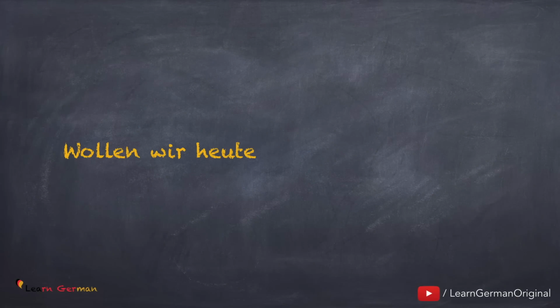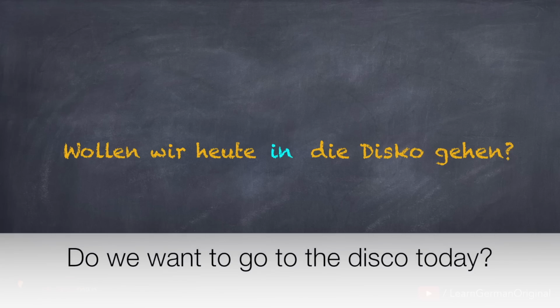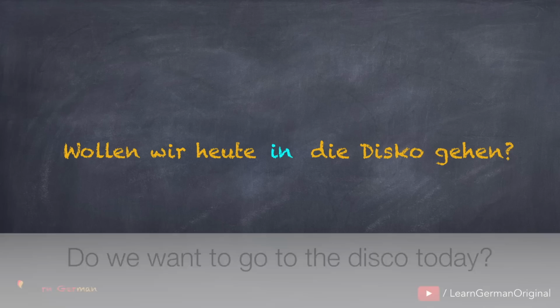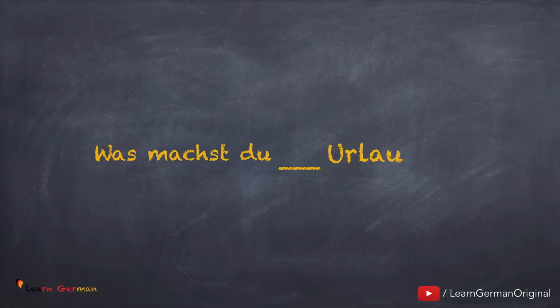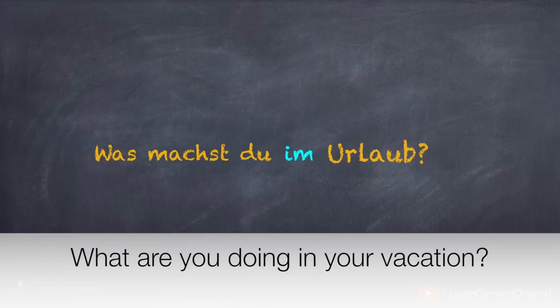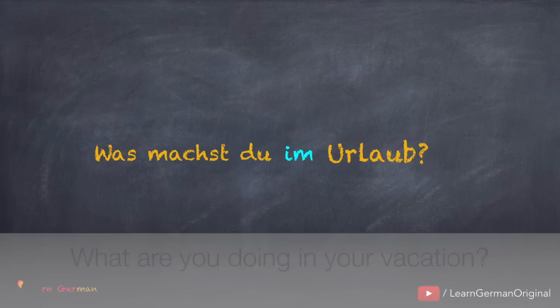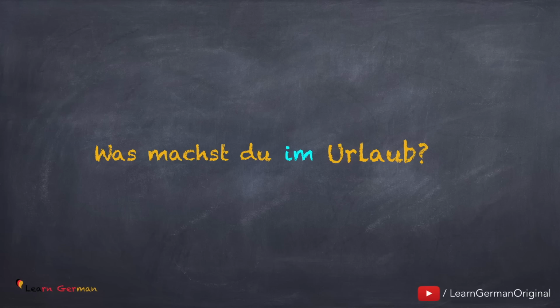Let's do another one. And your answer should be, wollen wir heute in die Disco gehen? Here's the third one. In this case, in is being used as a temporale preposition. The article for Urlaub is der. Hence your answer should be, was magst du im Urlaub?